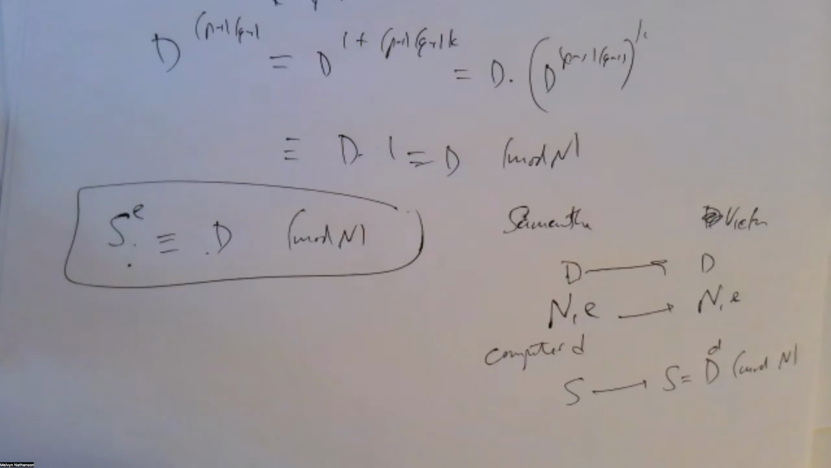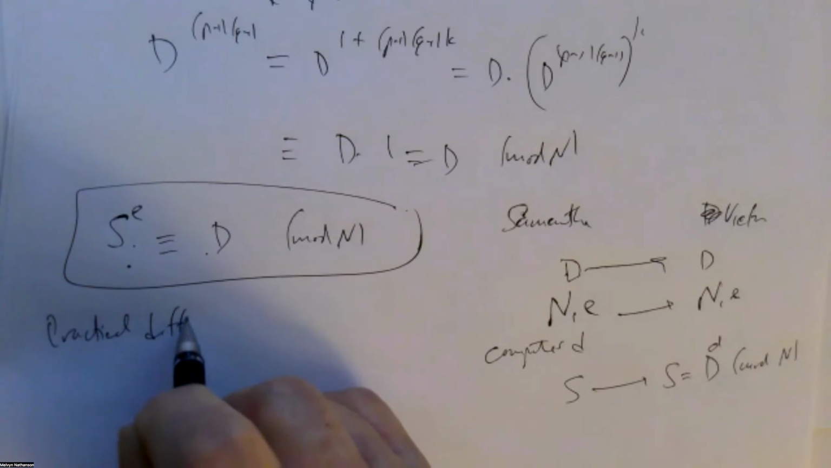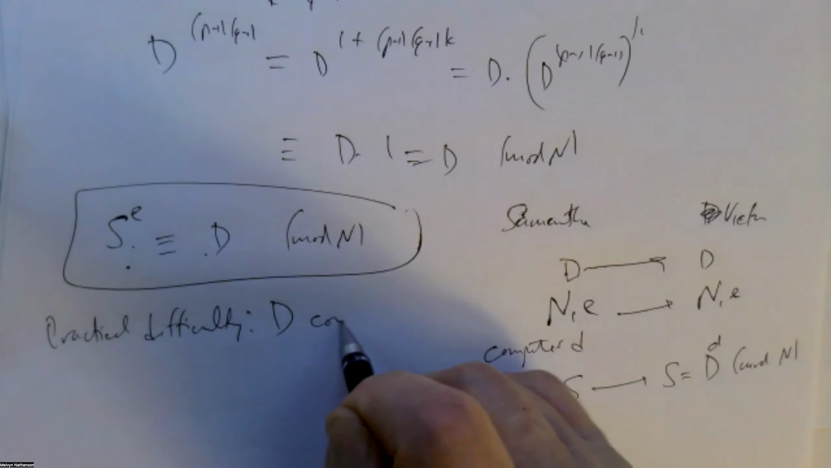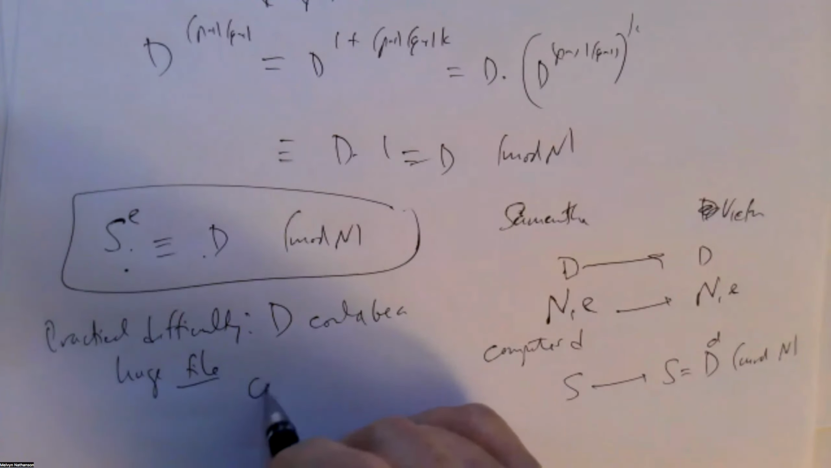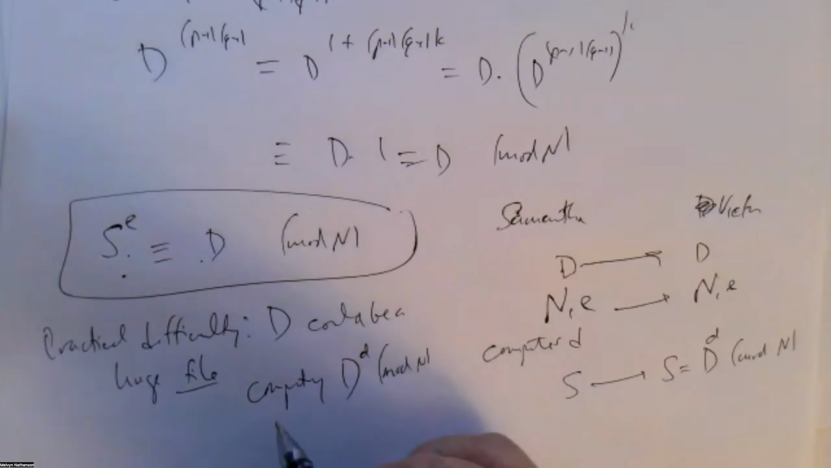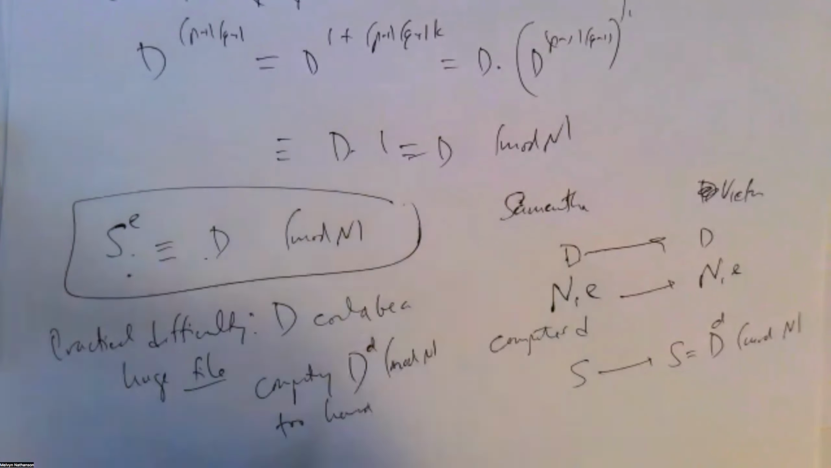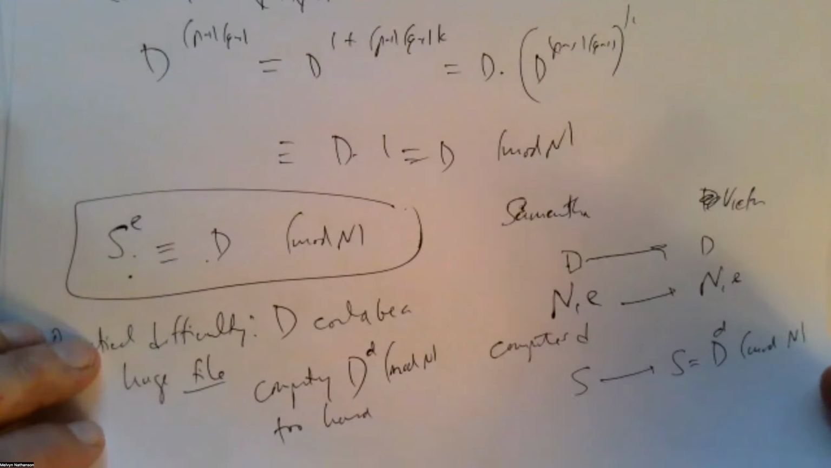And I want to point out one practical difficulty with this. D could be a huge file, and raising that to a power d mod N might be too hard to do. That might be too hard to implement on your computer. So there's something that people talk about in computer science called a hash function.